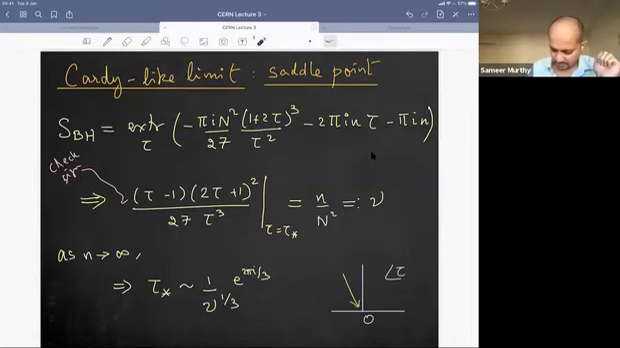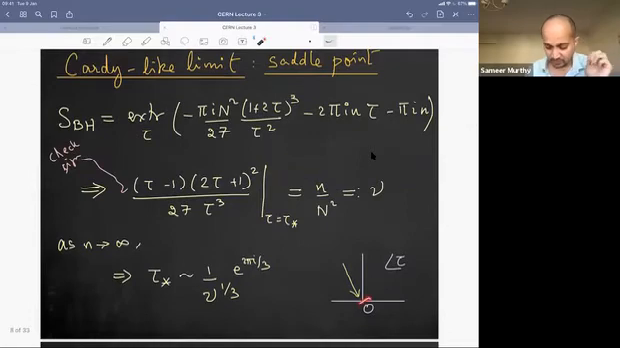But essentially tau goes to 0. So any questions about this?